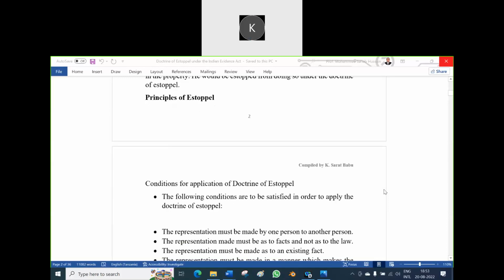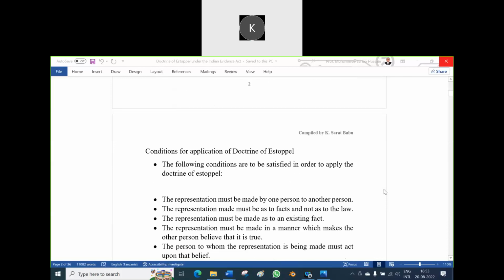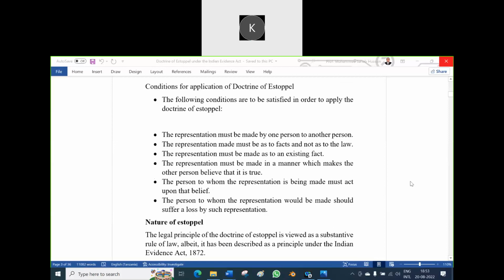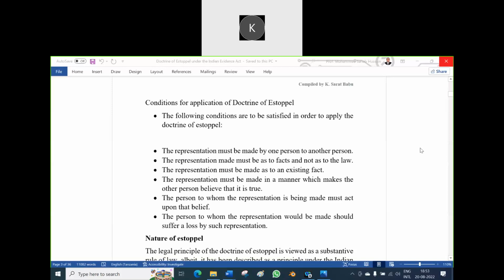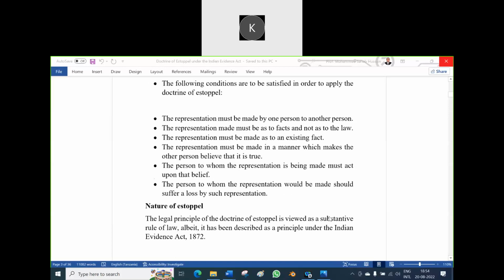To explain the principles of estoppel, the following conditions are to be satisfied to apply the doctrine. The representation must be made by one person to another person. That is the first condition. The next one is that the representation must be as to facts and not as to the law. The representation must be as to an existing fact. It must be made in a manner which makes the other person believe that it is true, so he must convince the other person. The person to whom the representation is made must act upon that belief. That person should suffer a loss by such representation. So when he misrepresents, the other should suffer also. Then only this principle of estoppel applies.